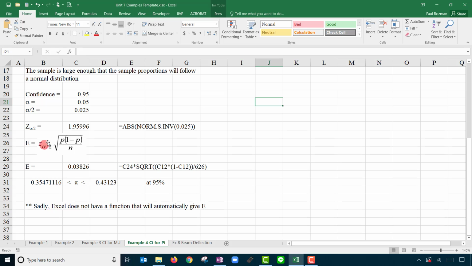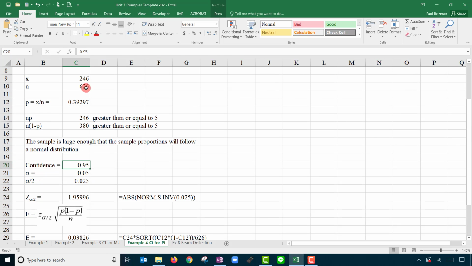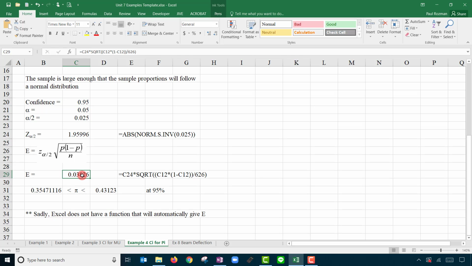So you have to build your own custom formula for this, where you take your Z score and multiply it by the square root of all this stuff, which isn't bad. Here it is for my formula. If you're ever doing another one of these, as long as you keep everything in the same spot, you could just change whatever the confidence is, change your X and your N, and it would automatically calculate this for you, as long as you don't move too much around. And you match the same answer that we had when we did the by-hand version.